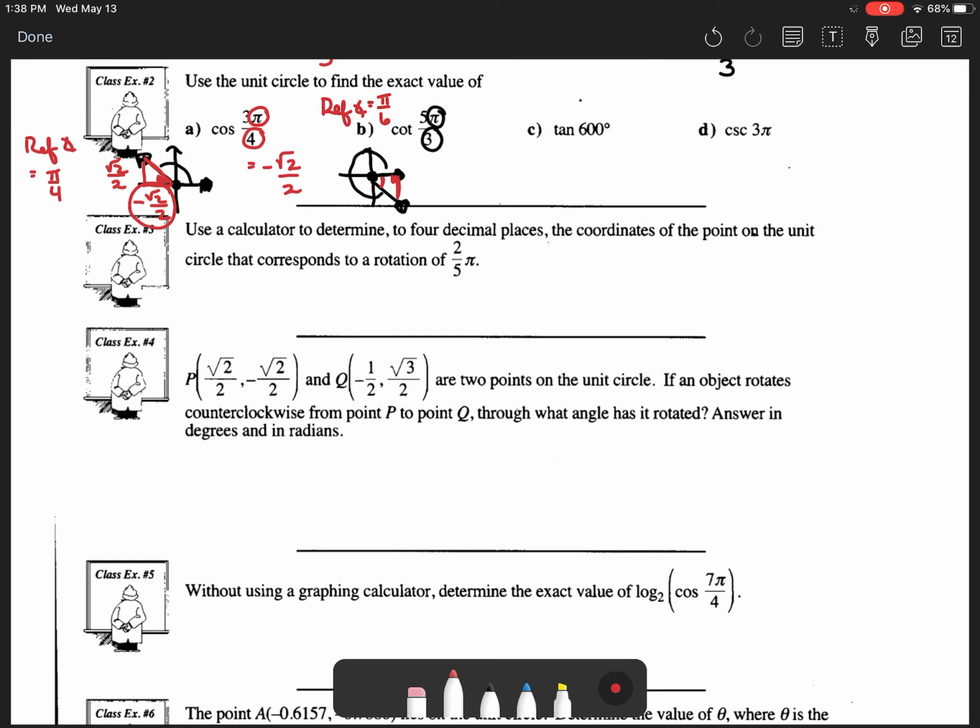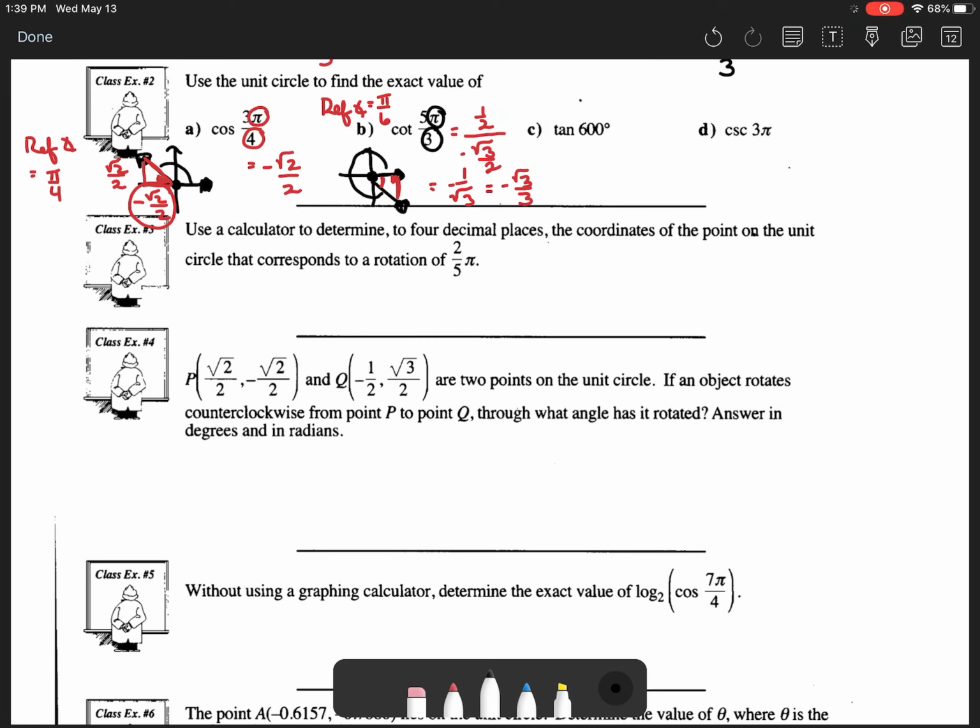So you go to your 30-60 triangle and you think about what the tangent is, and then you have to basically reciprocate that, don't you? So if I interchange the x and the y dimensions, you're going to get a calculation that's 1/2 all over negative root 3 over 2, which will give you negative 1 over root 3. Then you rationalize that denominator, so you're going to have negative root 3 over 3. Good. C, tangent of 600 degrees.